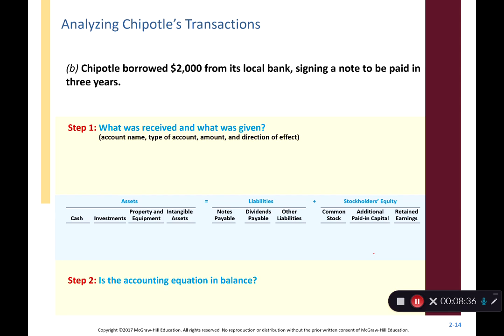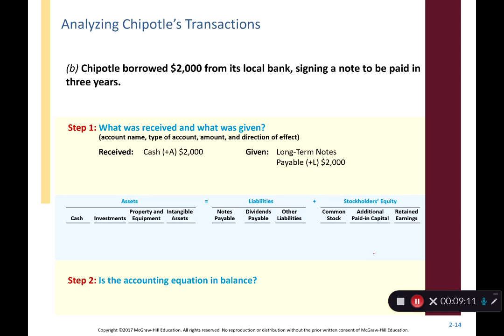B says Chipotle borrowed $2,000 from its local bank, signing a note to be paid in 3 years. You might say, what is a note? Well, we're borrowing money from a bank. A note is a loan. And you may remember from previous slides or even chapter 1 that there was a liability account called note payable. So that's what we're going to use here. So the account names involved are cash, money coming in, and we owe that money, and we call it a note payable or a loan payable.